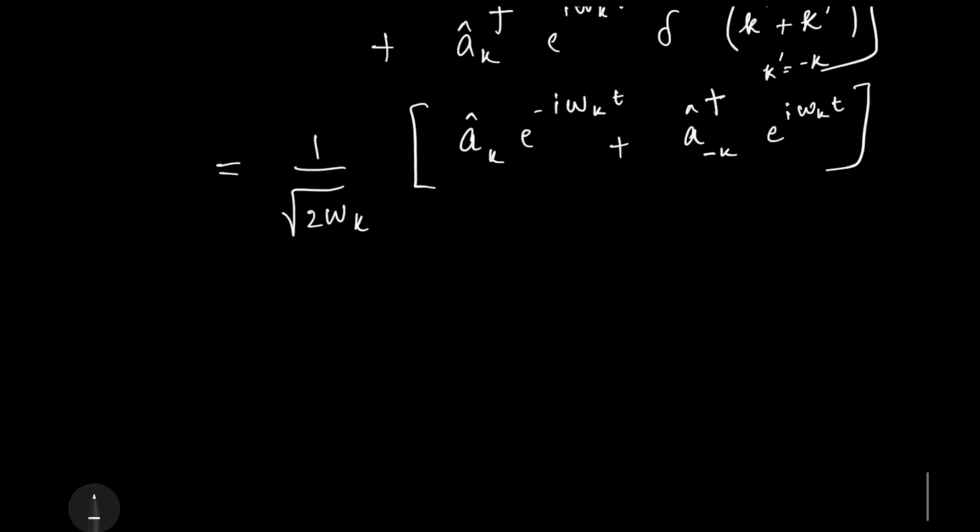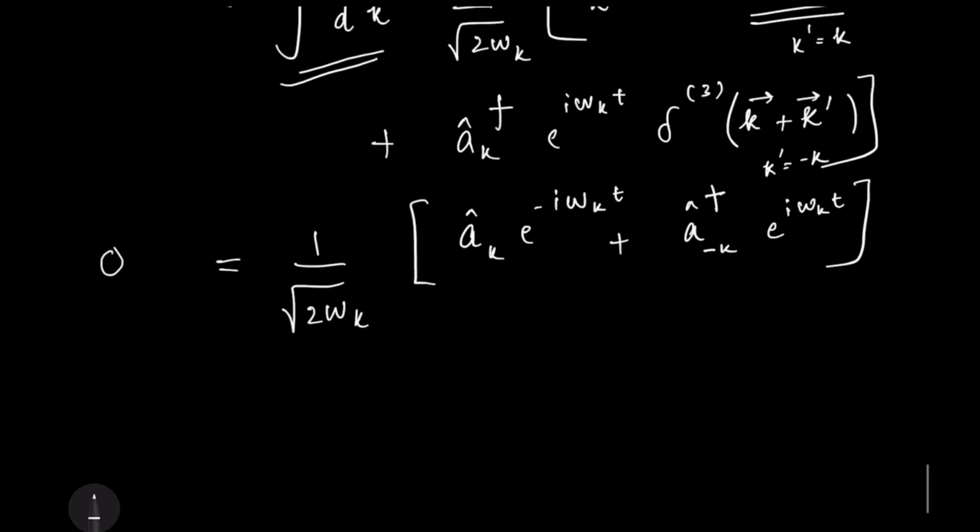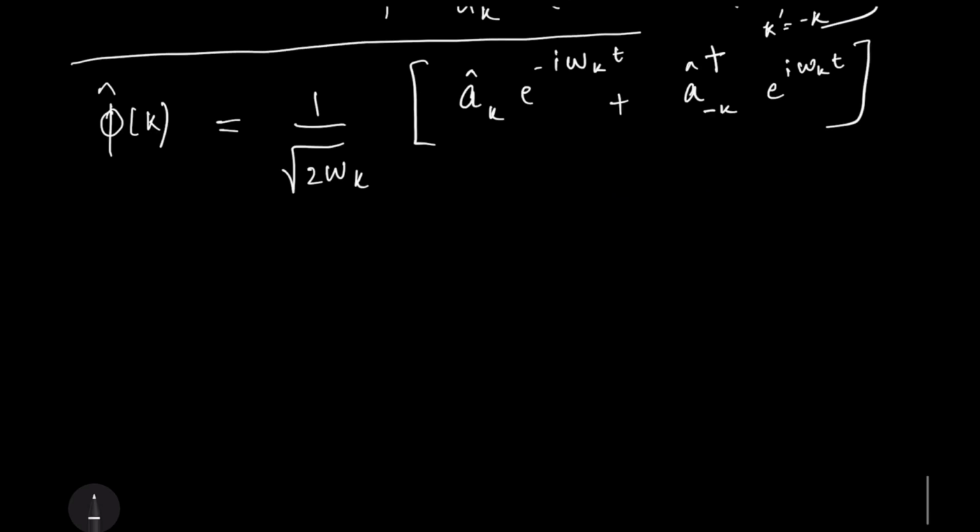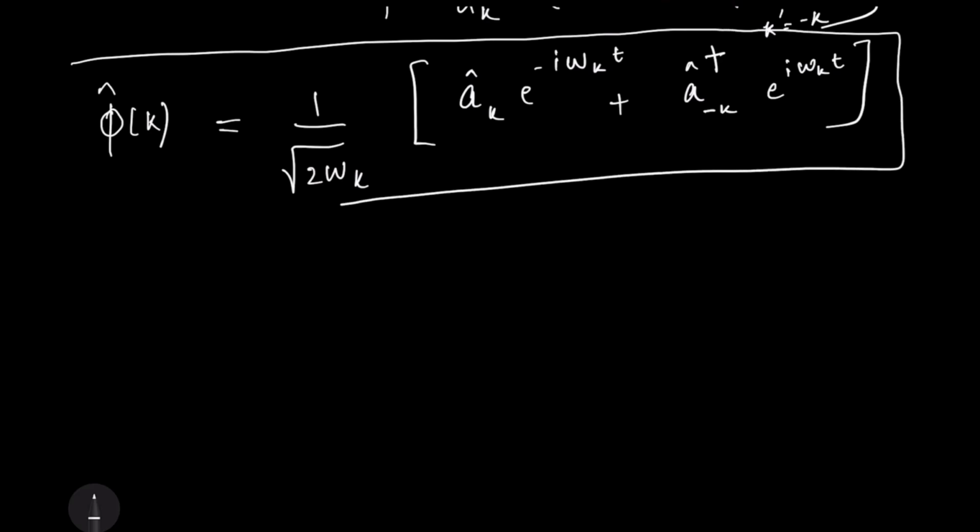Therefore I get phi of k. After Fourier transforming the field phi of x, I will get phi of k, which is equal to 1 by root 2 omega k, ak e raised to minus i omega kt plus a minus k dagger e raised to i omega kt. So this is the Fourier transform of the field.